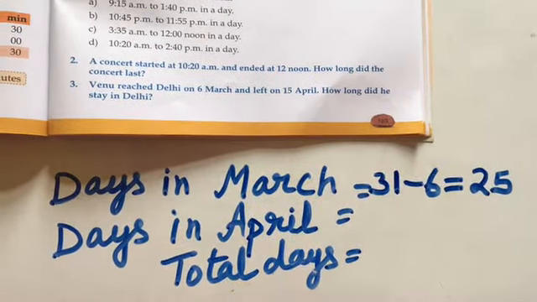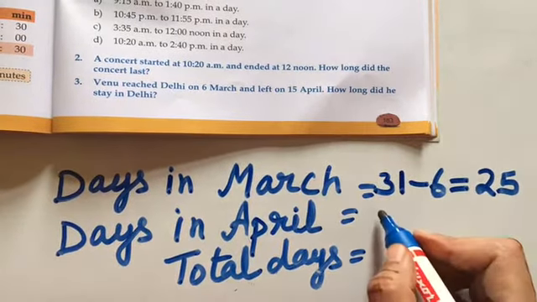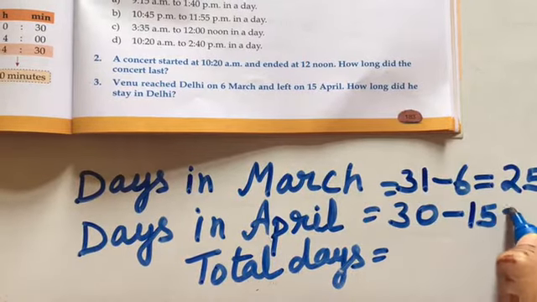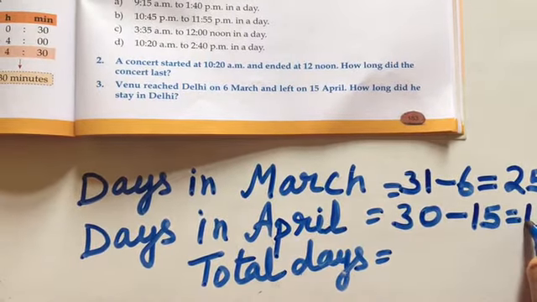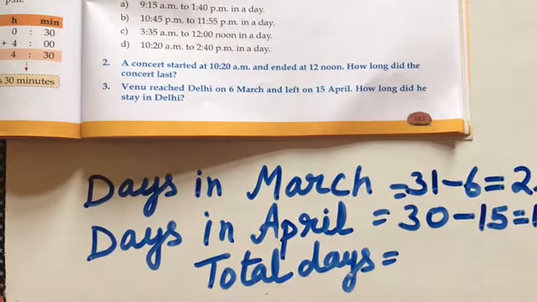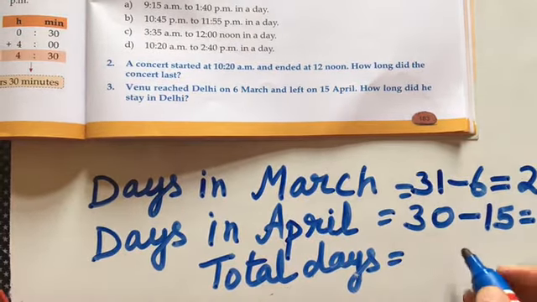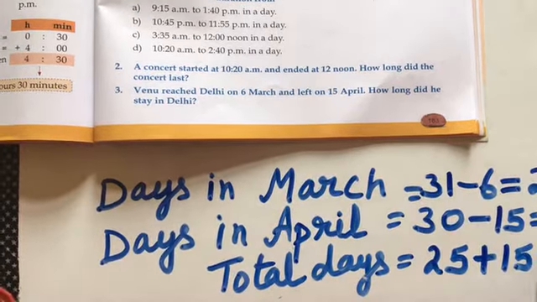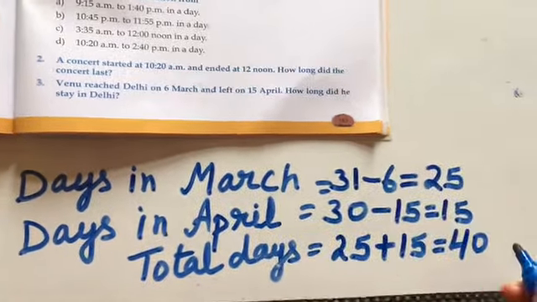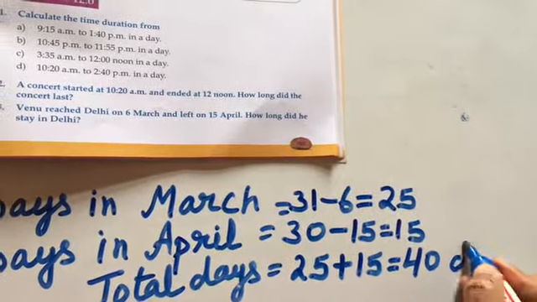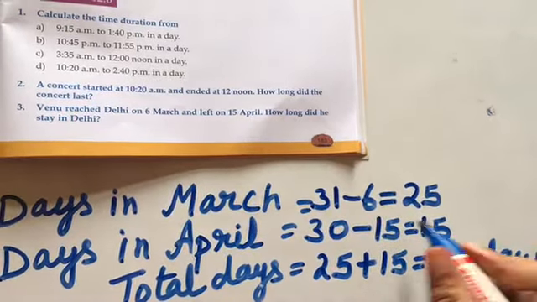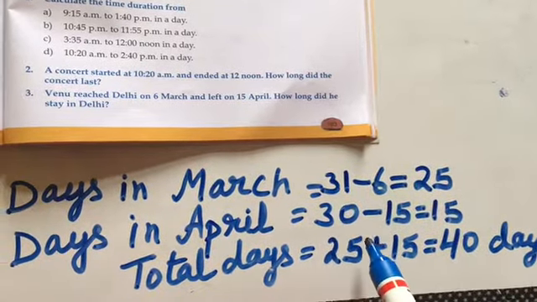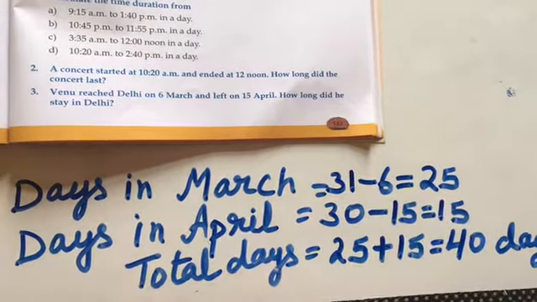Fine. And then after, in April he left on 15th. So 15 days in April. Fine. So the answer will be 25 plus 15 is equal to 40 days. So what you have done, you have calculated the number of days he stayed in March and then in April and then added both of them.